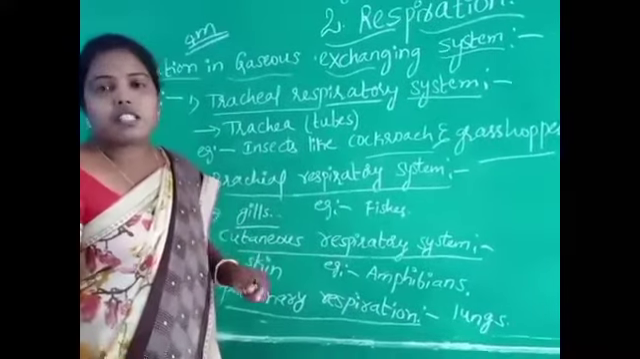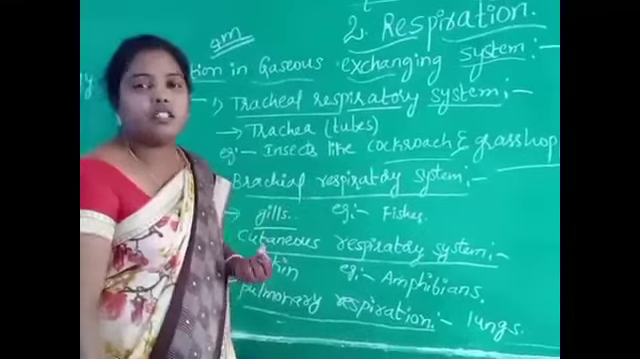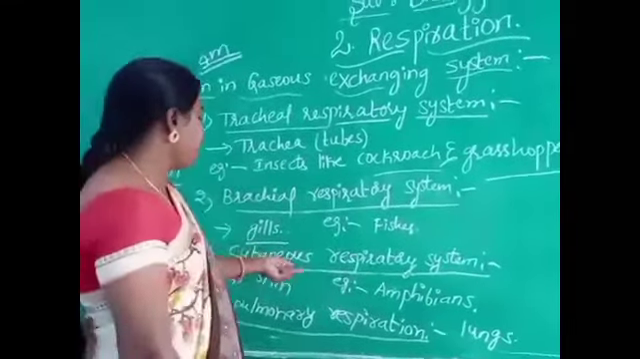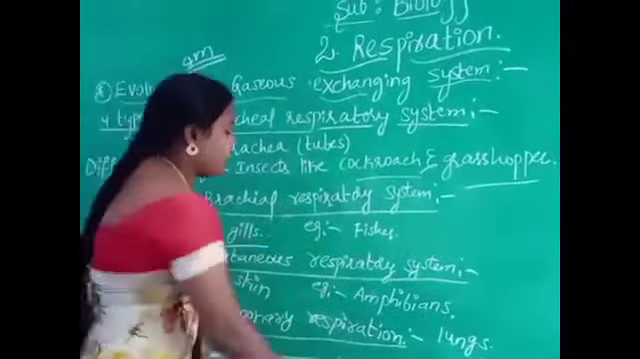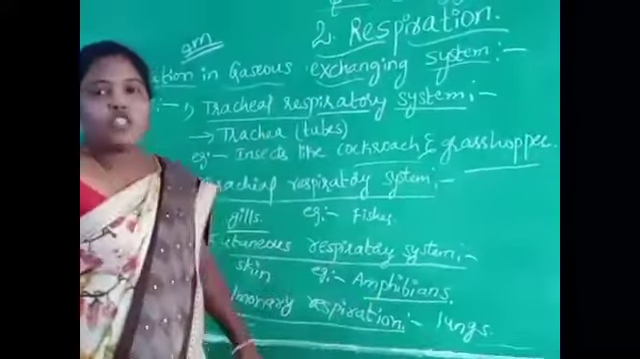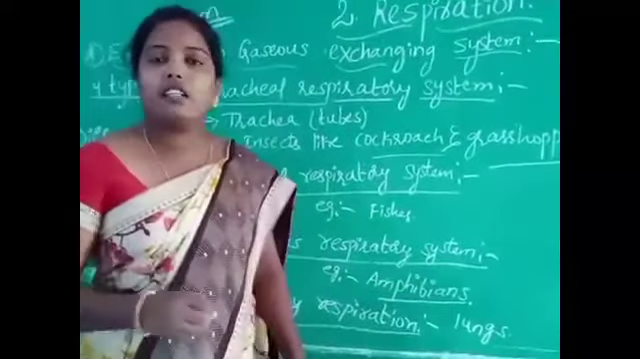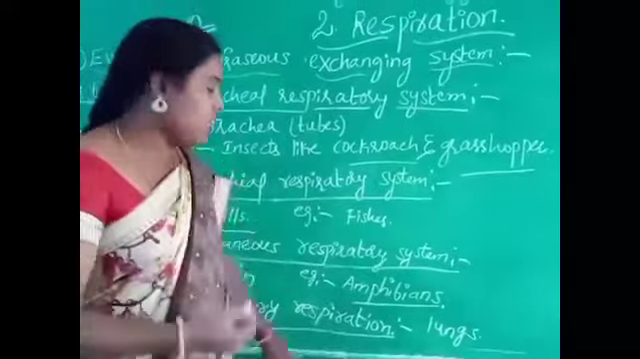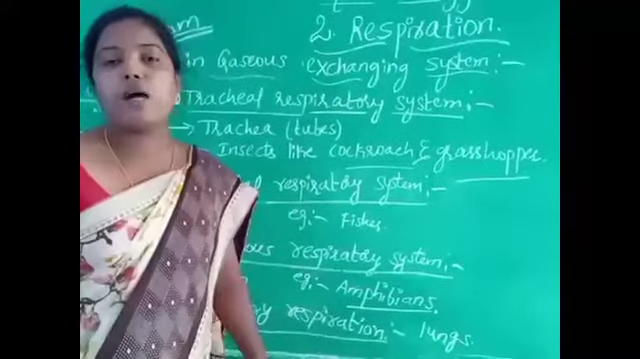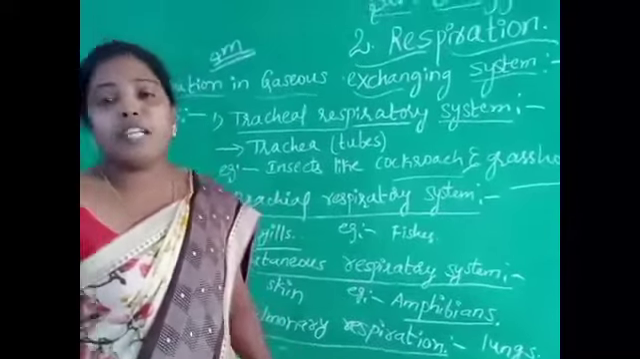The organisms take respiration process. These are called cutaneous respiratory system. For example, amphibians, which are animals that live on land and in water. The animals are called amphibians. For example, frog. Frog is an amphibian animal.